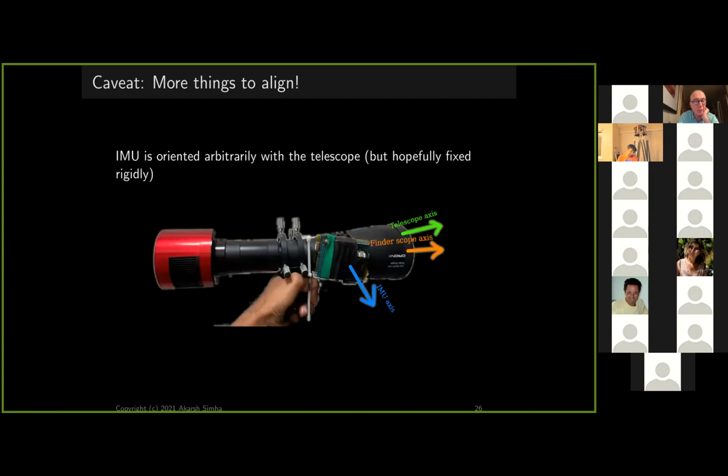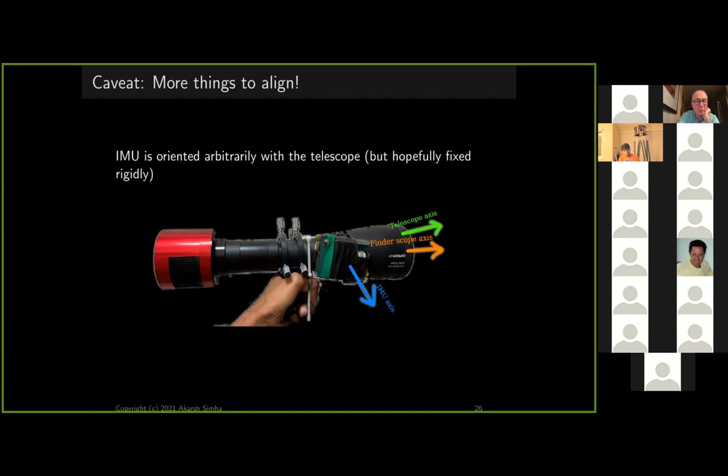But the caveat is now there are more things to align. The IMU has an X, Y, and Z axis that is printed on the circuit board, depending on how the chip is oriented. And now I have a problem. I have to figure out how to align this IMU with my telescope axis. So in some sense, there are 3 axes now, if you like. There's the telescope axis, not shown here. I've just marked an arrow. There's the finder scope axis, and then you can conceive of an IMU axis, even though really we should be talking about frames and not axes, but yeah.